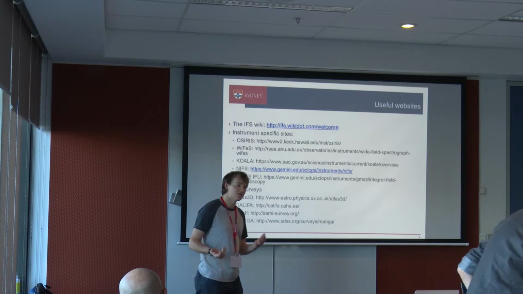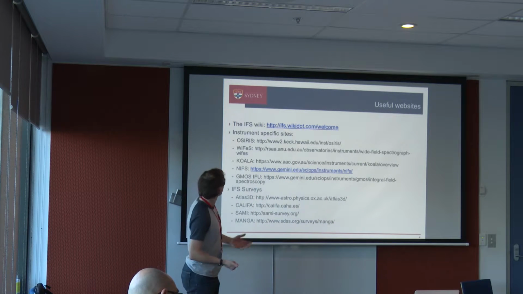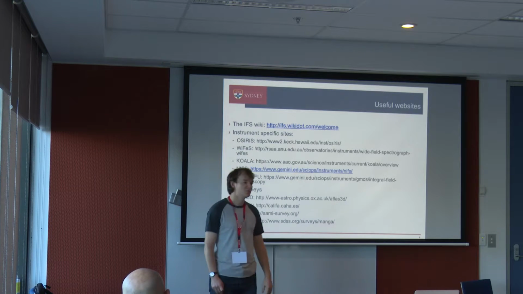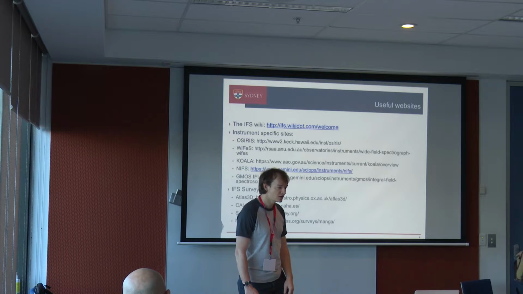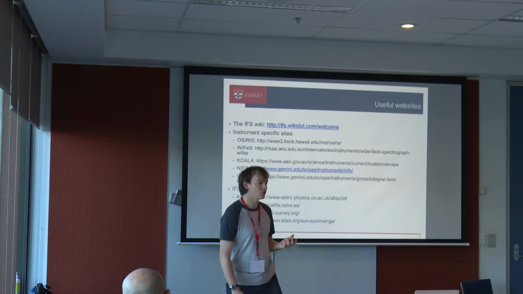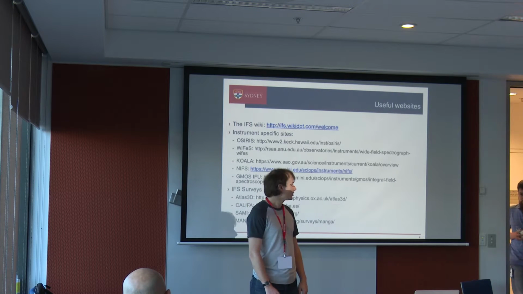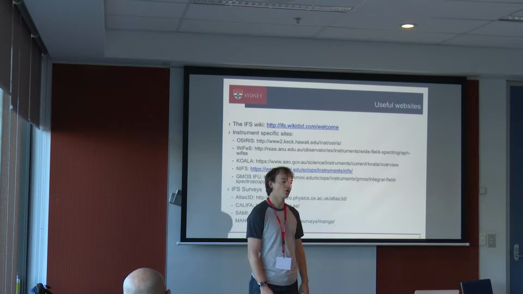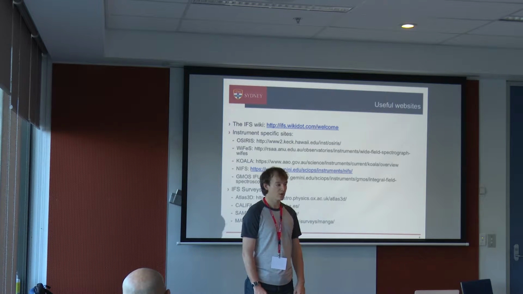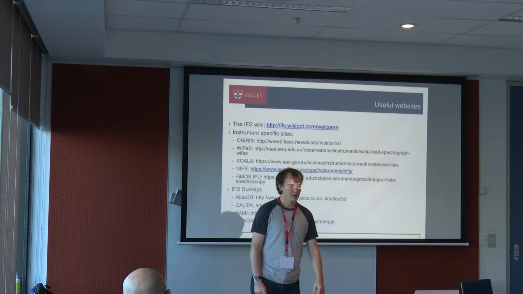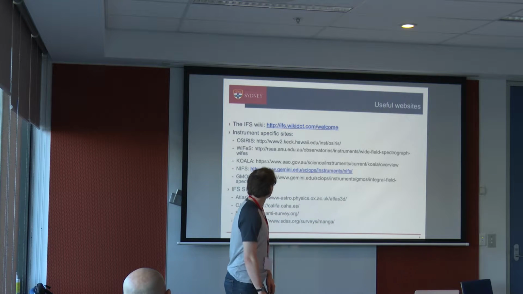The next obvious place to look are instrument-specific sites. So these are listed here for most of the IFUs you'd be using as an Australian astronomer. There's obviously other instruments on VLT or other telescopes that you could get access through collaborators or Open Skies time, but I haven't listed all of the instruments. Again, go to the IFS wiki if you want a complete list.